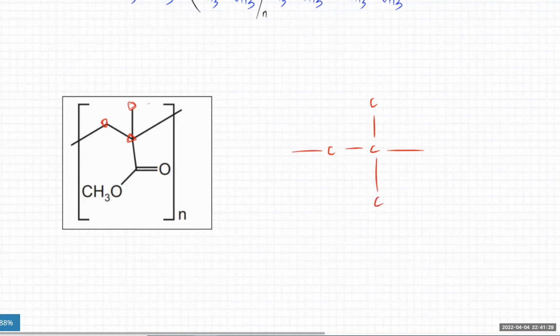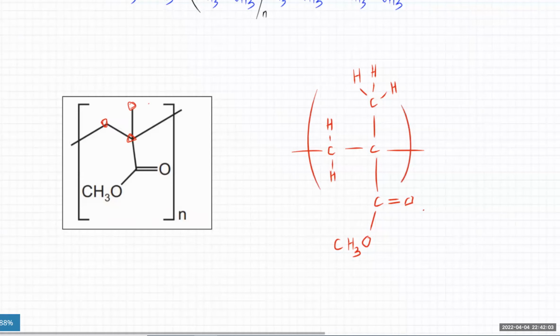That's a carbon atom with a double bond O, and then it's actually an ester link with a CH3. And you add in the hydrogens. There's going to be 2 hydrogens with this one. There should be 3 hydrogens with this one. So you bring in the hydrogens, and this is your repeat unit.